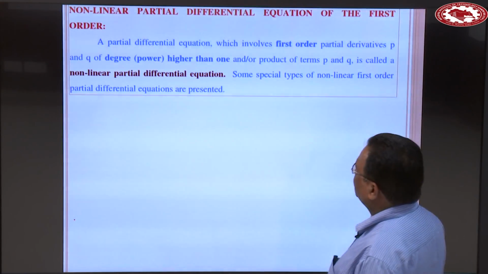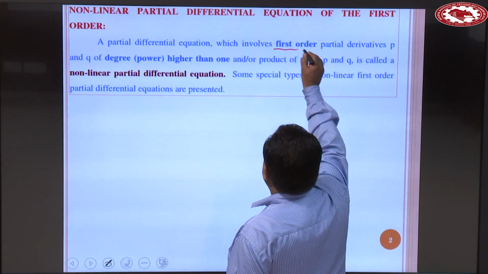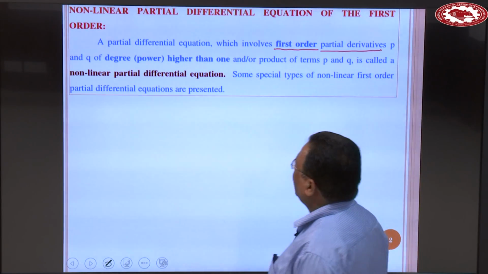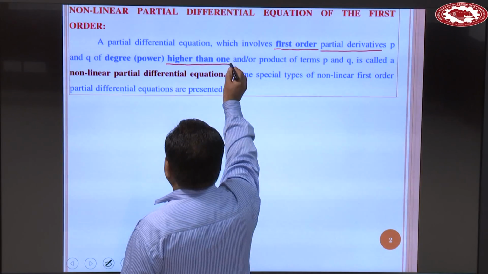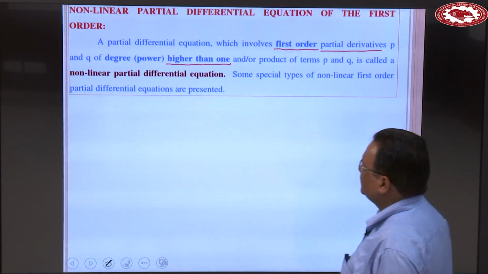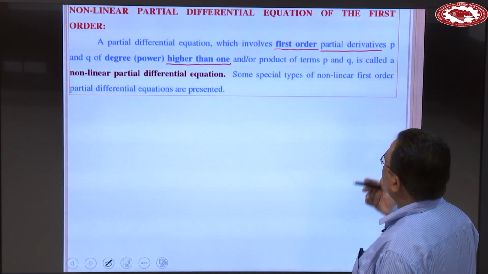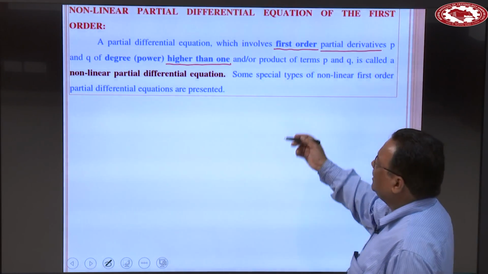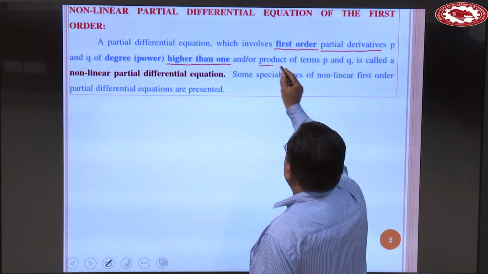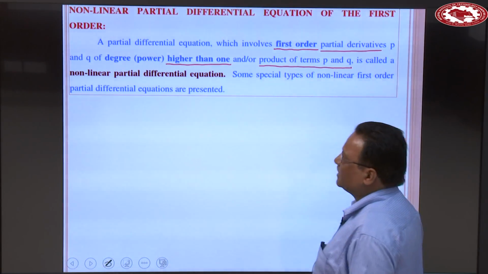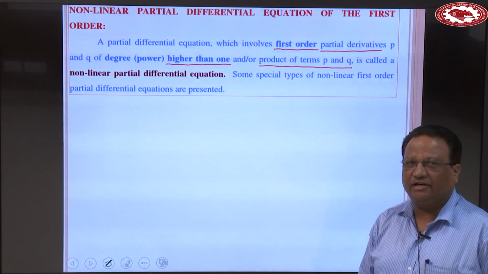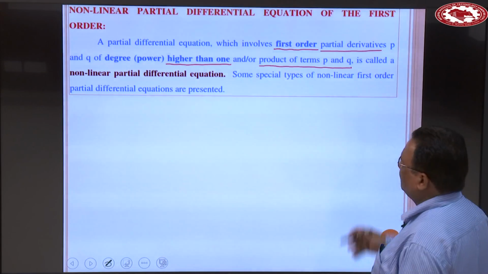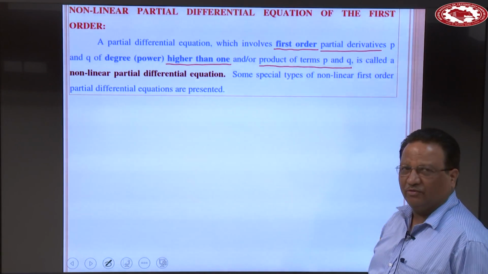So a partial differential equation which involves first order partial derivatives p and q of degree higher than 1, or product of terms p and q, is called a non-linear partial differential equation. Some special types of these equations are now going to be presented.